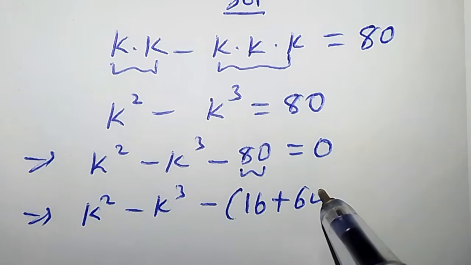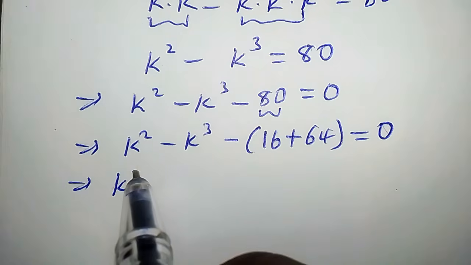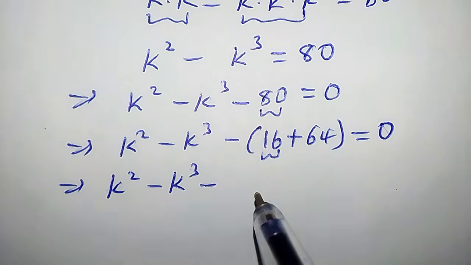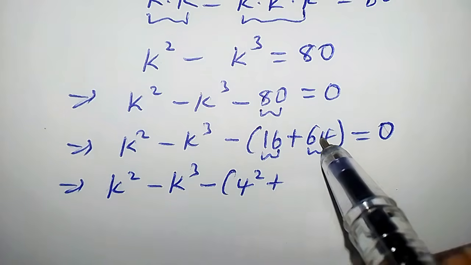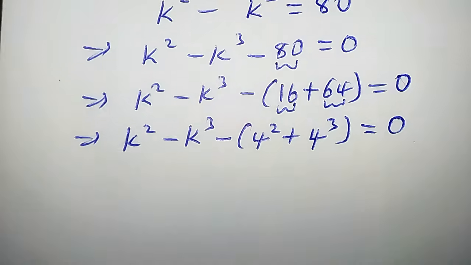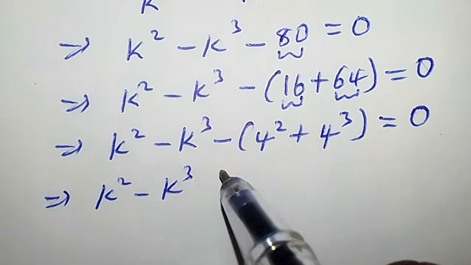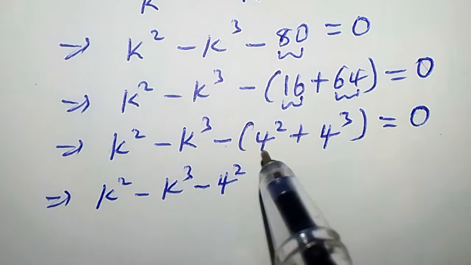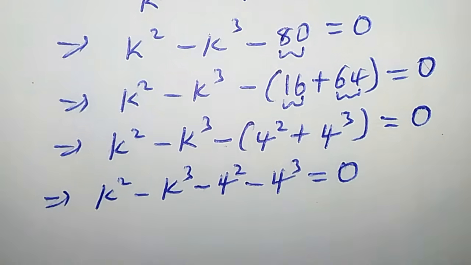16 plus 64 equal to 0. So we have k square minus k cube minus this particular 16 could be written as 4 square, plus we can also write 64 as 4 to the power of 3, equal to 0. This implies that k square minus k to the power of 3 minus times 4 square, that is minus 4 square, minus times 4 cube, that is minus 4 cube, equal to 0.